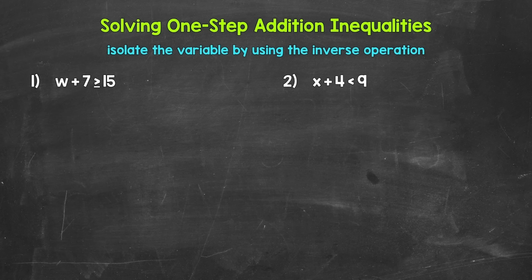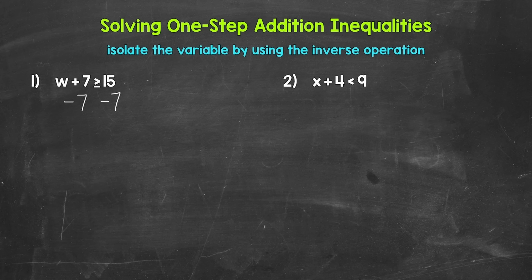Let's jump into number 1, where we have w plus 7 is greater than or equal to 15. So we need to solve this. We need to isolate that variable of w. Now we are adding 7 to w, so we need the inverse operation of addition. The inverse operation of addition is subtraction. So let's subtract 7 from the left side of the inequality. Whatever we do to one side of an inequality, we must do to the other in order to keep it balanced. So subtract 7 from the right side as well.